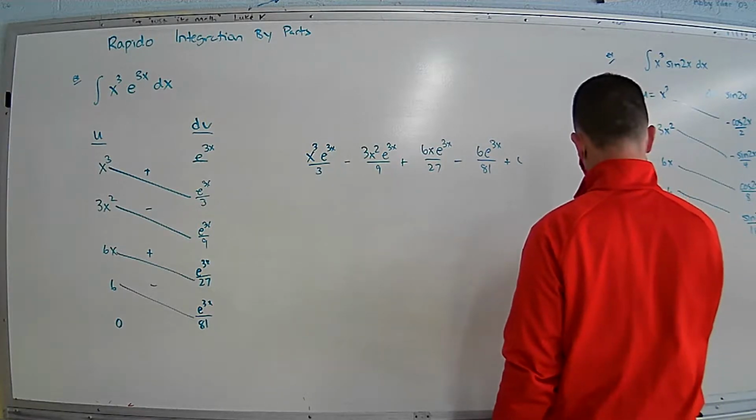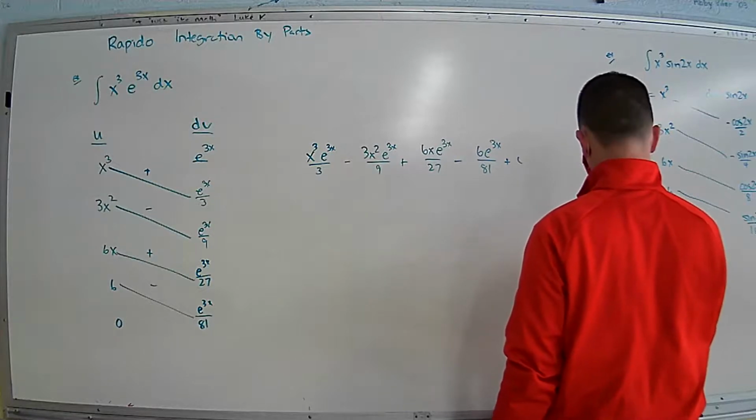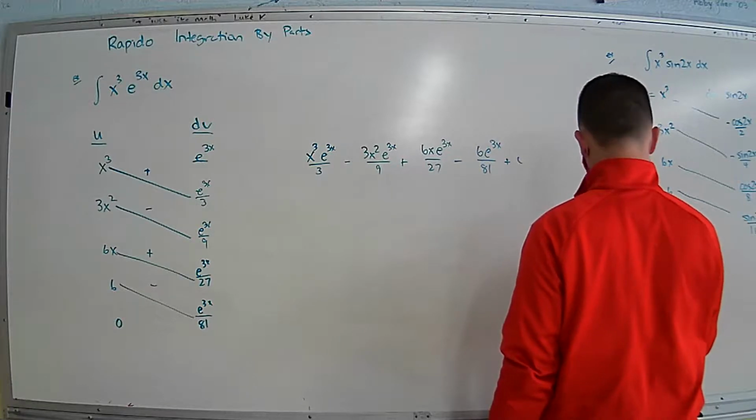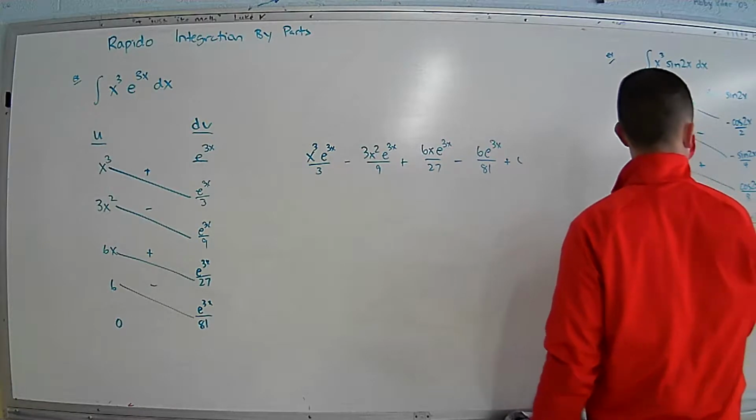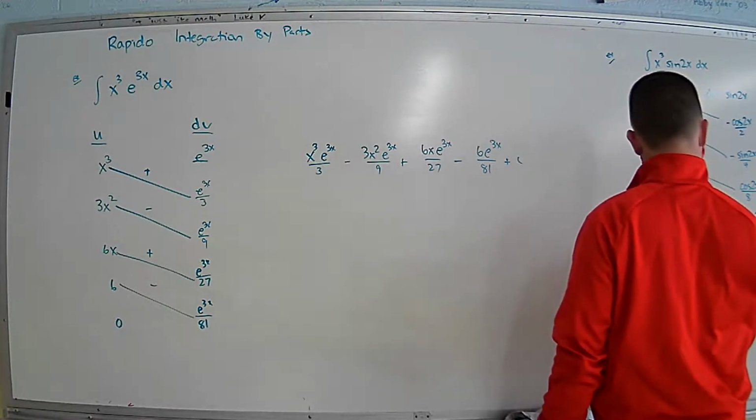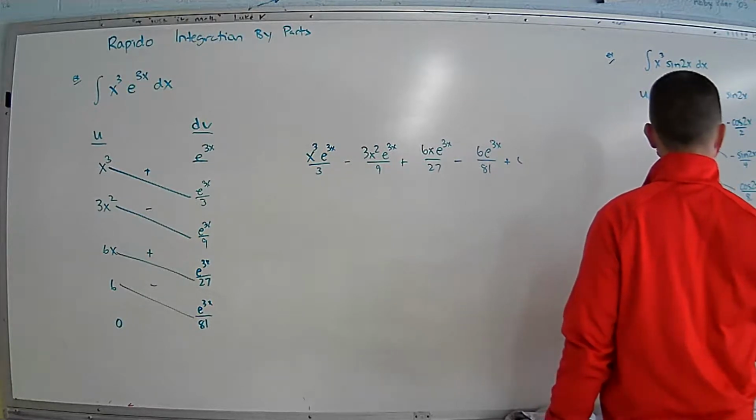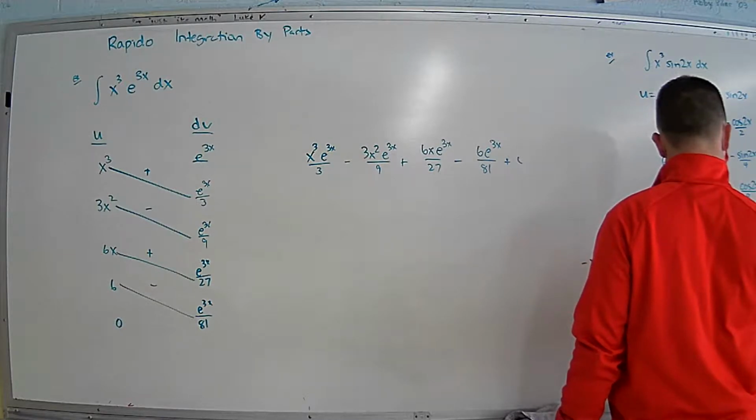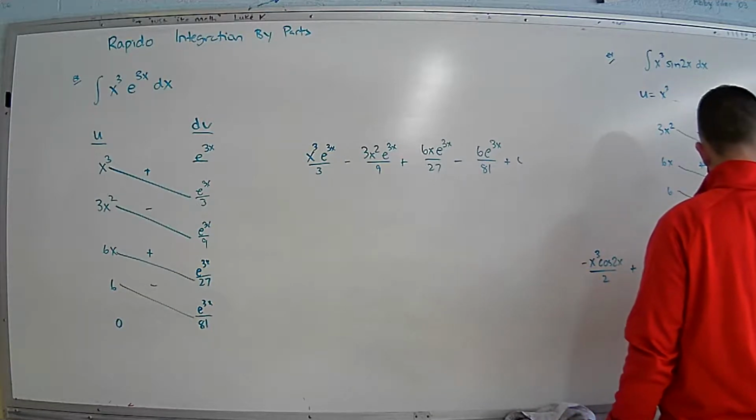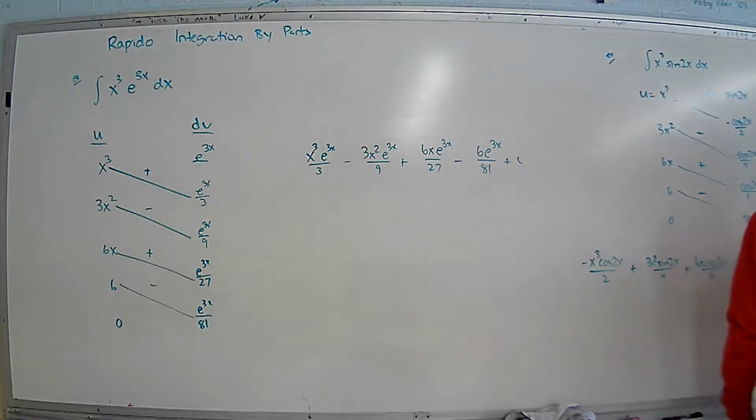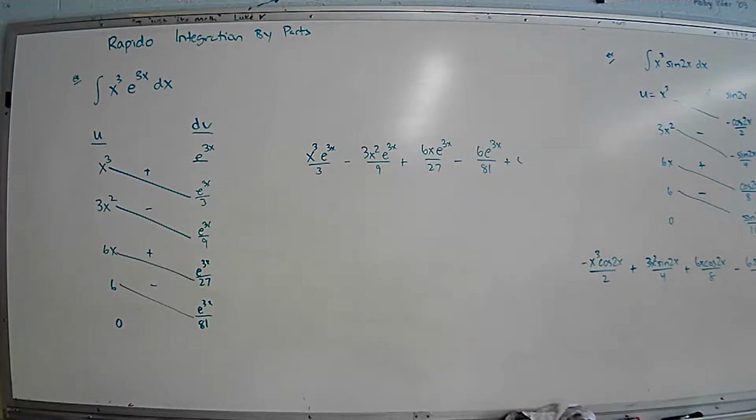So how do we do? So when two negatives are in there, you marry them and make a positive. Do we like that? Rapido?